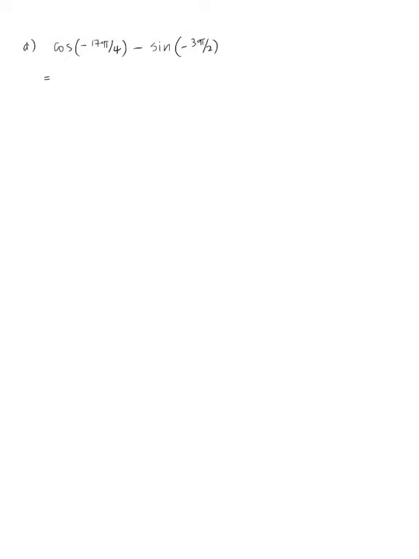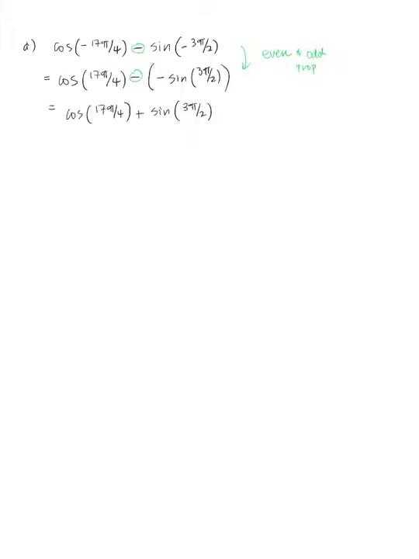Since cosine is an even function, cosine of negative 17 pi over 4 is just going to become cosine of 17 pi over 4. And then minus, sine is an odd function. This minus is this minus, by the way. Sine's an odd function, so here it's going to become negative sine of 3 pi over 2. From here to here, we just use even and odd properties. Cleaning up a little bit, this is cosine of 17 pi over 4 plus sine of 3 pi over 2.